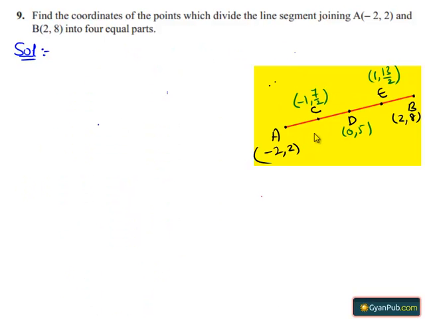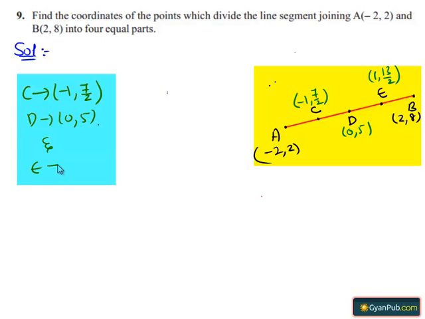Therefore, the points which divide the line AB into 4 equal parts are C(-1, 7/2), D(0, 5) and E(1, 13/2).